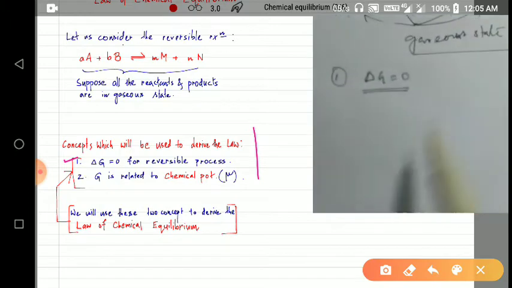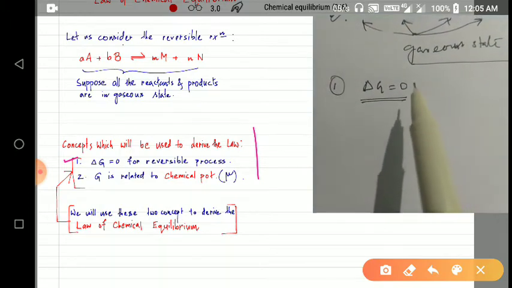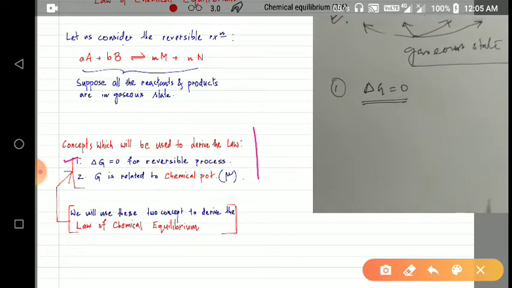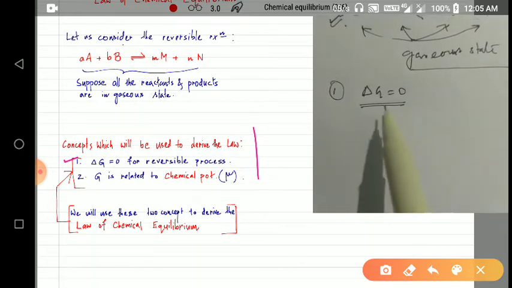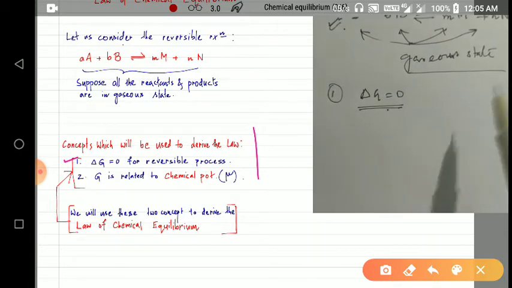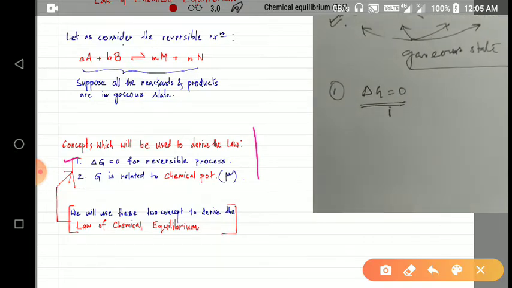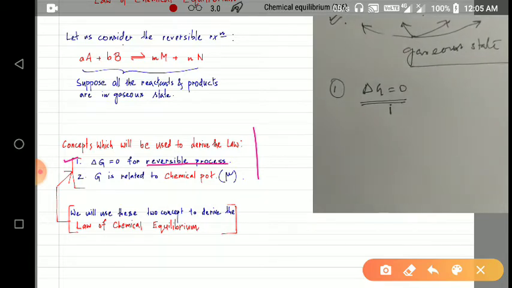We already know that del G must be 0 for a reversible reaction. If you are talking about a reversible reaction and it is at equilibrium, then del G must be equal to 0. So actually this part should read: del G is equal to 0 for a reversible process at the equilibrium state. You have to add here 'at equilibrium state', so you have to correct this.